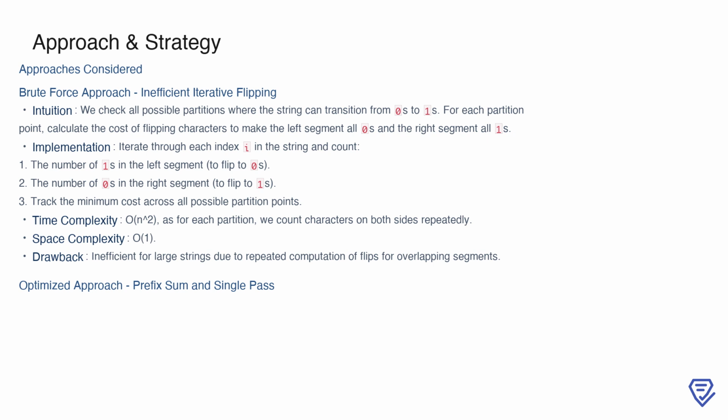By iterating through every possible partition point and tracking the minimum flip cost, we could solve the problem. However, this approach is computationally expensive, as it has a time complexity of O(n squared). This inefficiency arises because we repeatedly count characters for overlapping segments, making it impractical for large strings. While the implementation is straightforward, the repeated computations make it far from optimal.